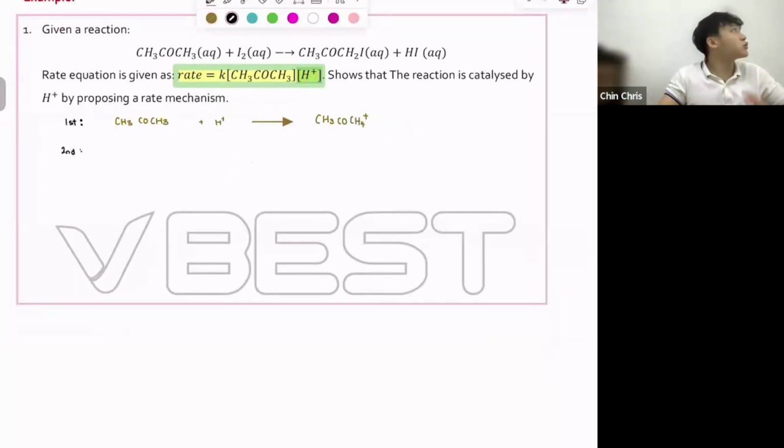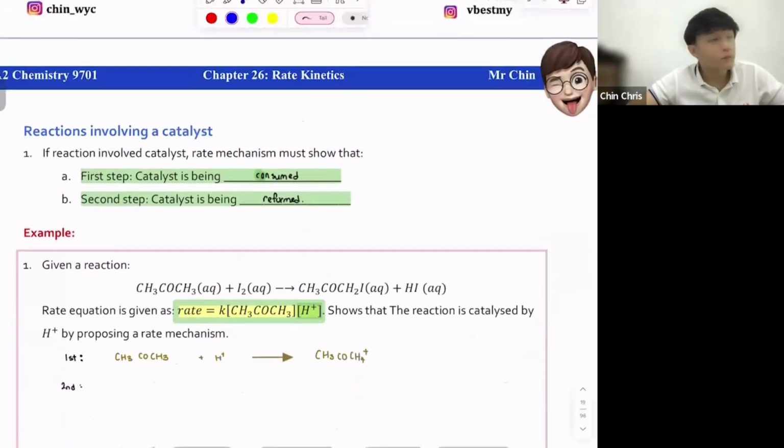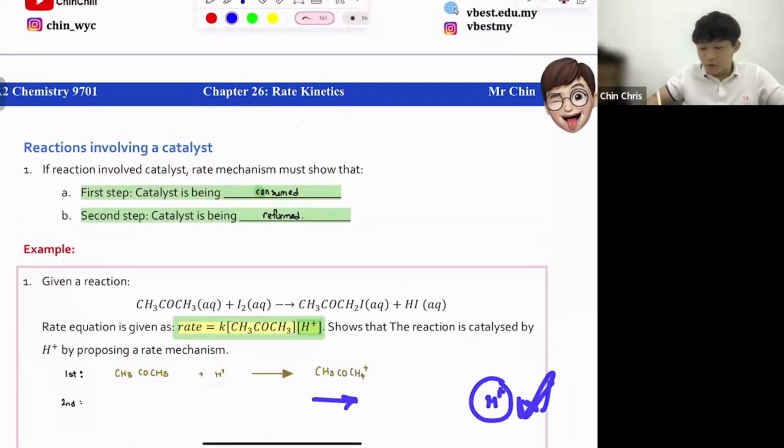So, second step. All right, guys, can you complete the second step for me? Before we move on, this question is slightly different because you have a catalyst here. H+ is a catalyst. Do you see that in the first step my H+ is consumed? So in the second step my H+ must be reformed here. Understand? So I know that my product would definitely have one H+.